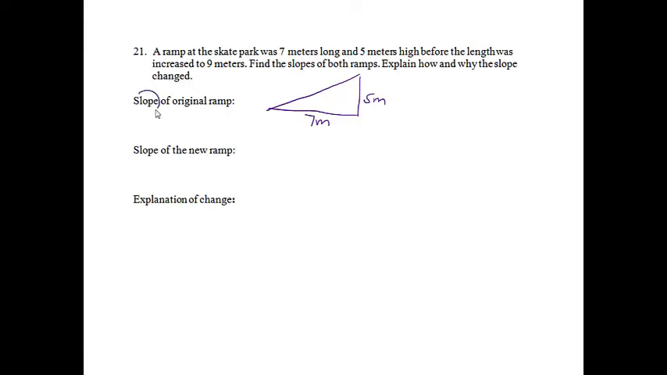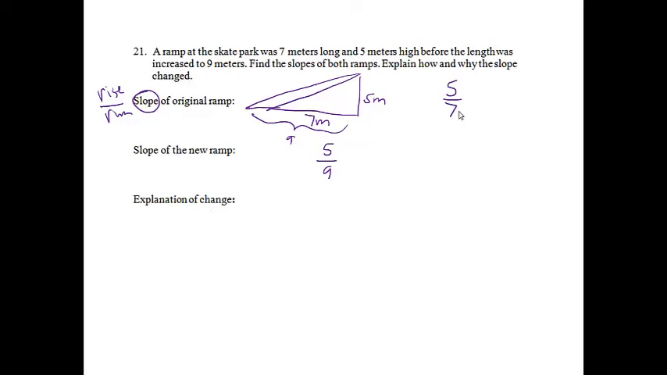So if I want the slope of the original ramp, I know that slope is rise over run. So the rise of the ramp is 5 and the run is 7. Okay, then it says the slope of the new ramp. So now this one, it says the length, we're going to increase it to 9. So now the new length is going to be 9. So when I find rise over run for the new ramp, the rise is still 5, but now the run is 9. And then it says, explain how and why the slope changed.